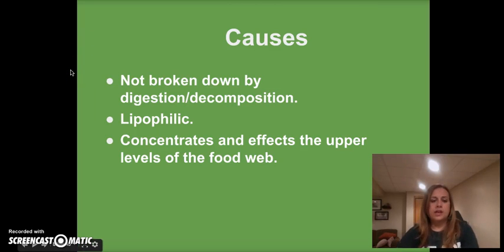The reason that this happens is that a lot of these chemicals aren't broken down by digestion, so it concentrates and then it tends to affect the upper levels of the food web.